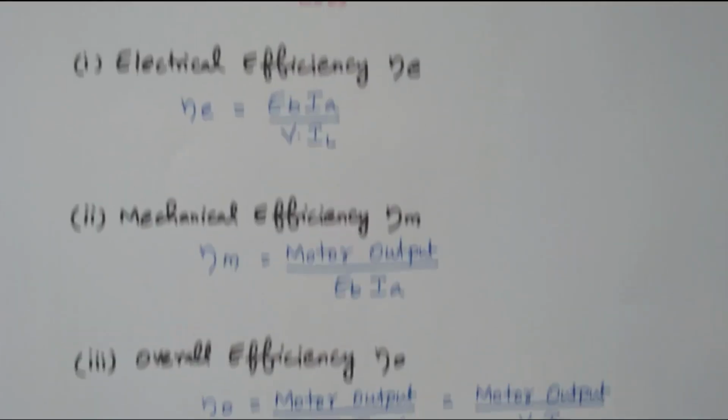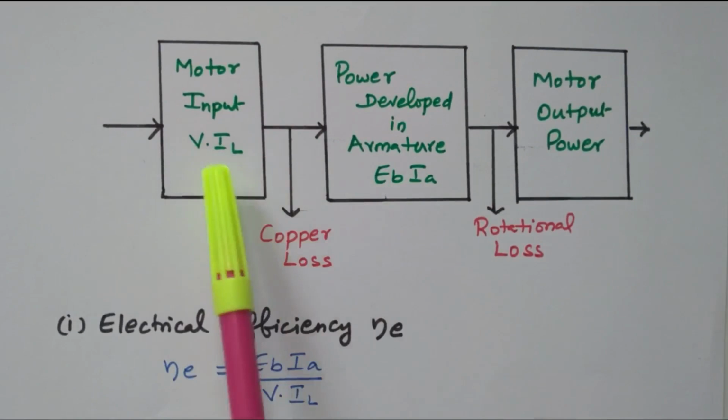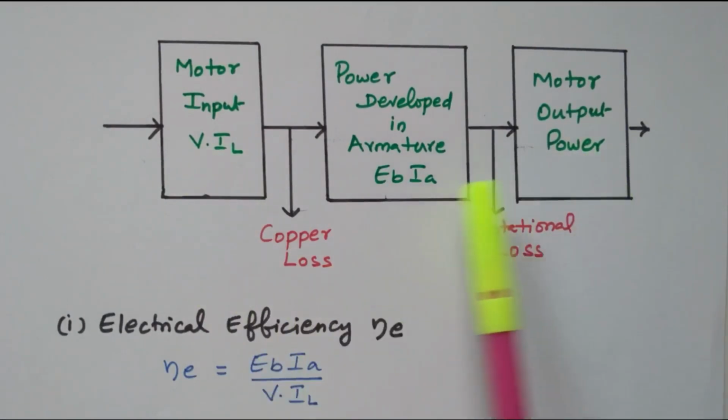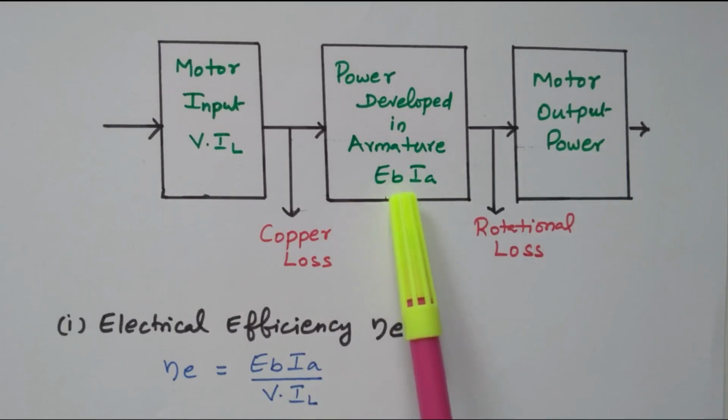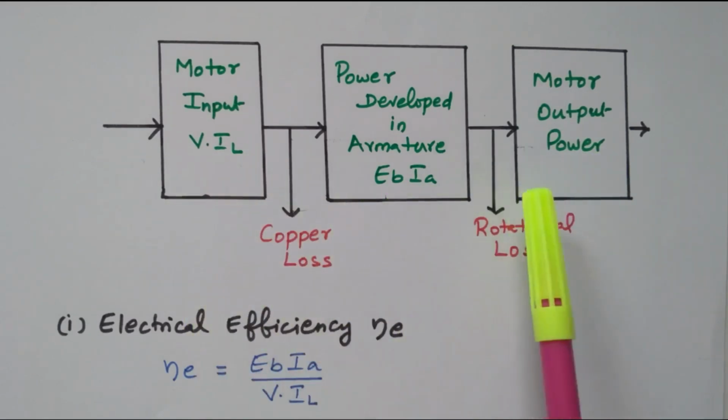Now, we will see the diagram so that you are able to understand. The output divided by input, EB Ia divided by V into IL, is the electrical efficiency. Motor output divided by the power developed, EB into Ia, is called the mechanical efficiency. The motor output divided by motor input is the overall efficiency. So, in this video we discuss the power stages of a DC motor.